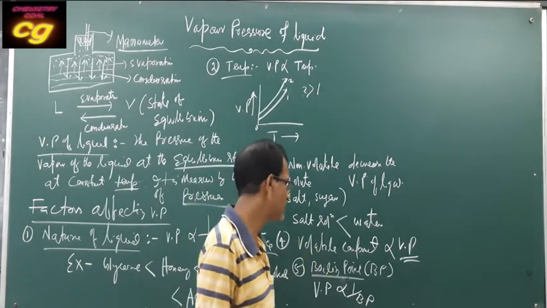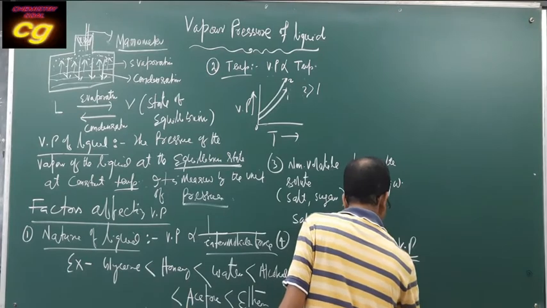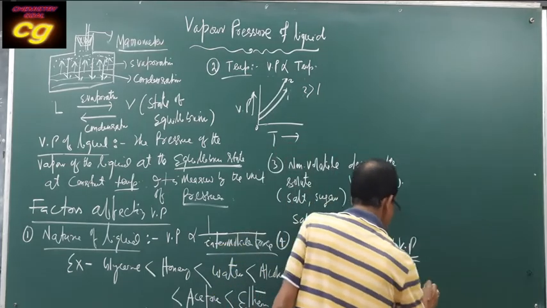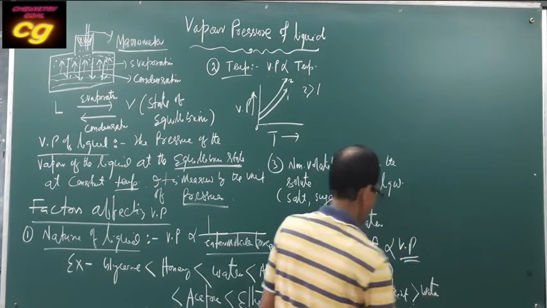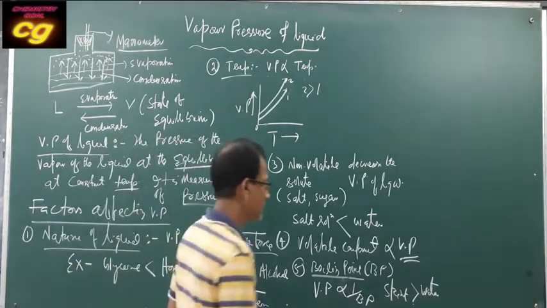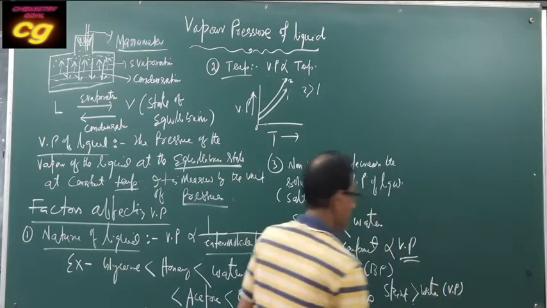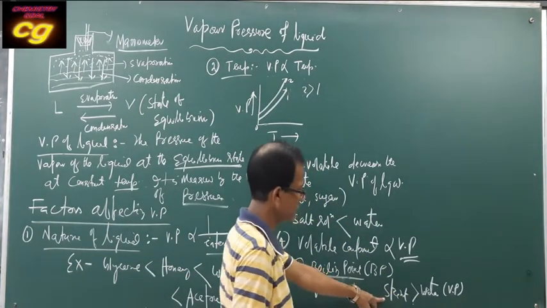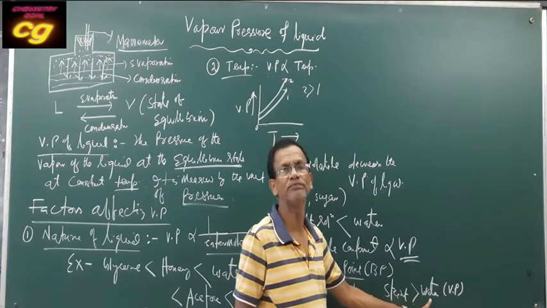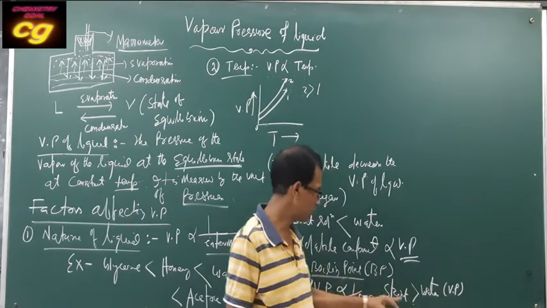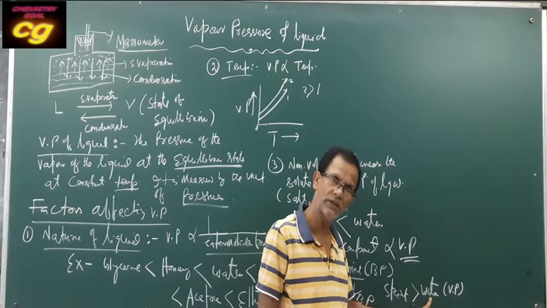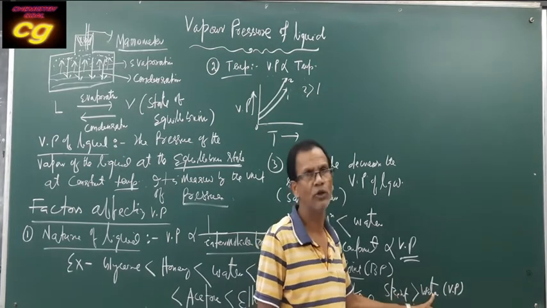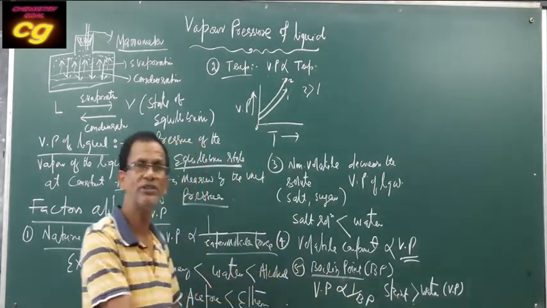You know, for example, spirit. Spirit has higher vapor pressure than water. Vapor pressure is high compared to water. But if you take the boiling point, spirit has a lower boiling point than water. So vapor pressure and boiling point are inversely related.